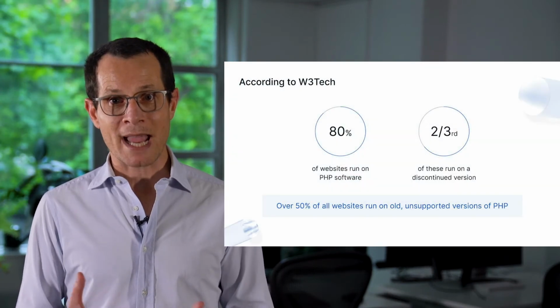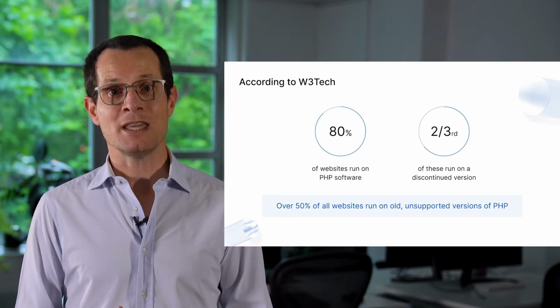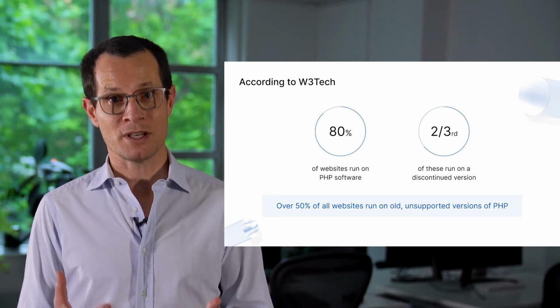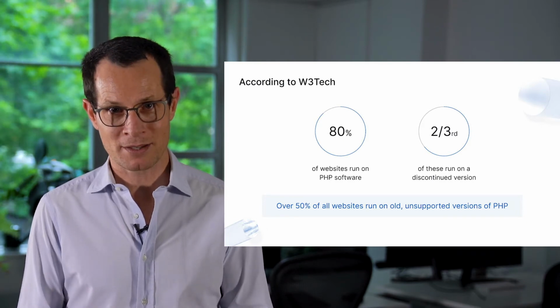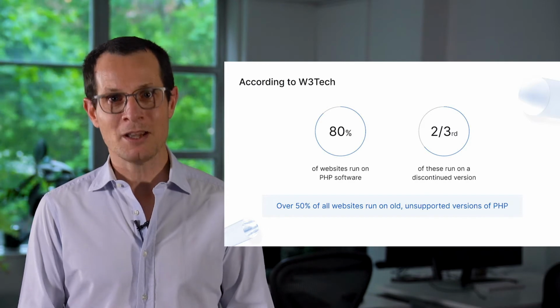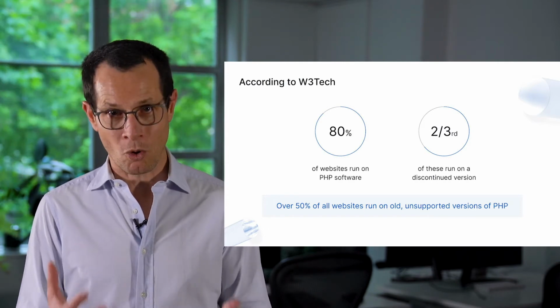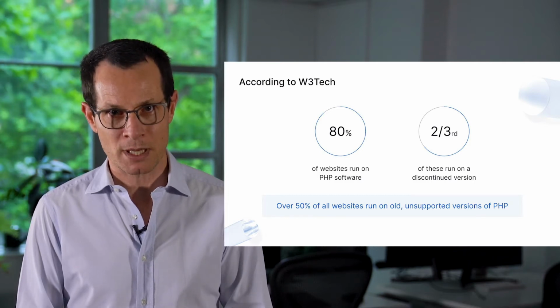To get a sense of the scale of this problem, let's take PHP as an example. According to W3 Tech, nearly 80% of all websites run on PHP. Out of these, a massive 2/3 run on a discontinued version and therefore don't receive security updates. Let me do the maths for you. 2/3 of 80% means over 50% of all websites run on old, unsupported versions of PHP.